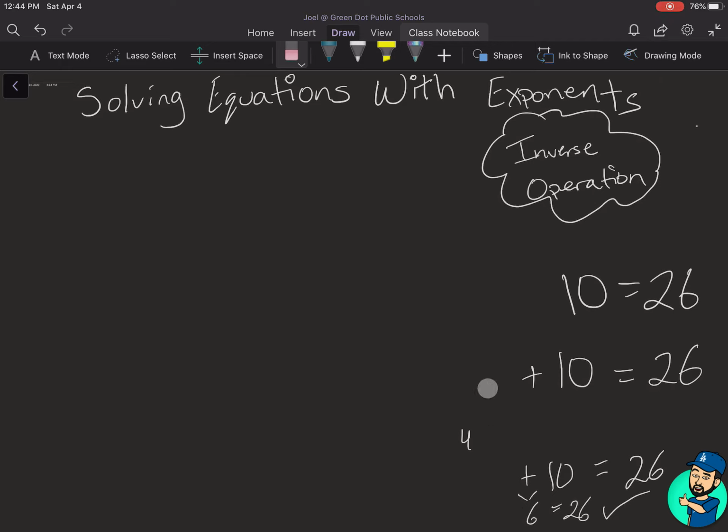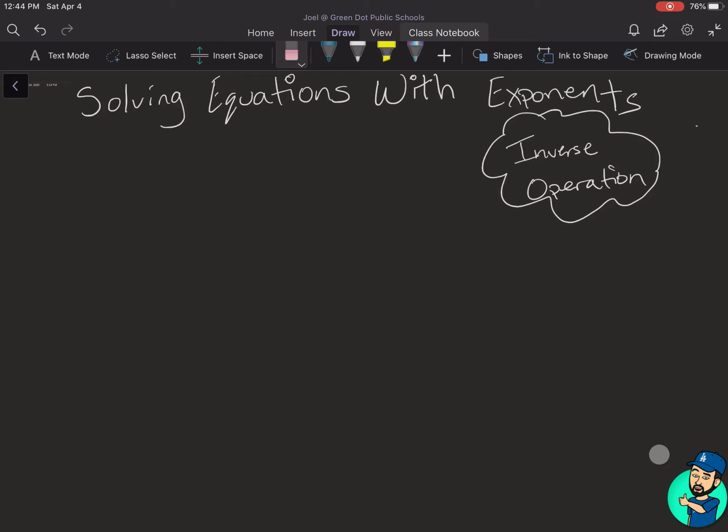Let's try another problem. Feel free to pause the video and try it on your own. Follow the same steps. Okay. X squared plus 9 equals 34. So again, pause the video, try it on your own, and then play the video to make sure you got it right. If you didn't get it right, just fix your mistake. We learn from mistakes. We're humans.